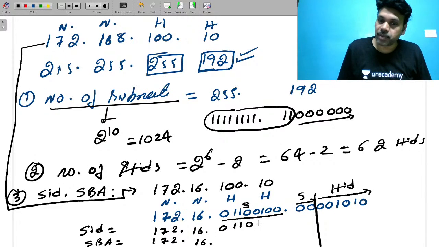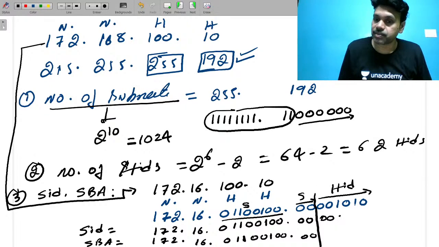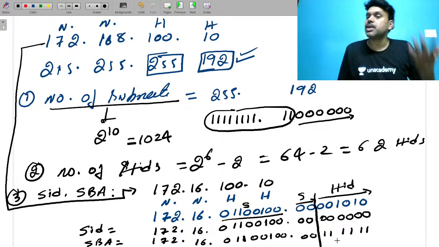Drop the subnetted positions as they are, and here also drop the subnetted positions as they are. Then convert the HIDs to zeros in one, and the HIDs to ones in the other, and you get your answer.